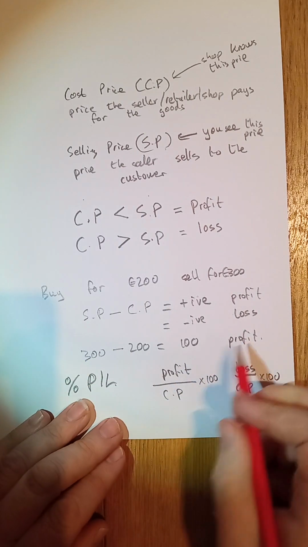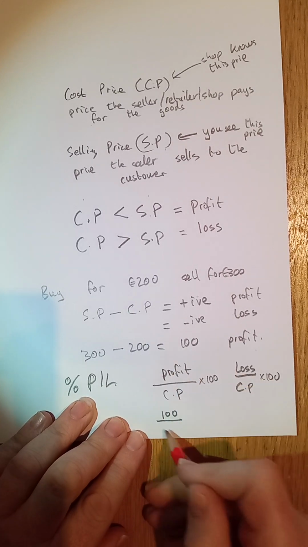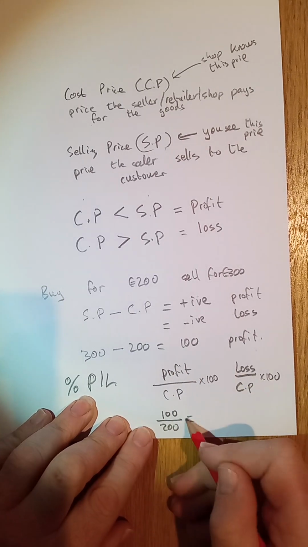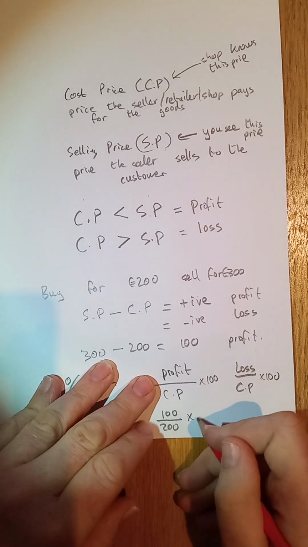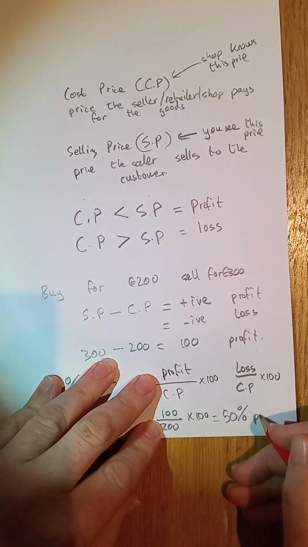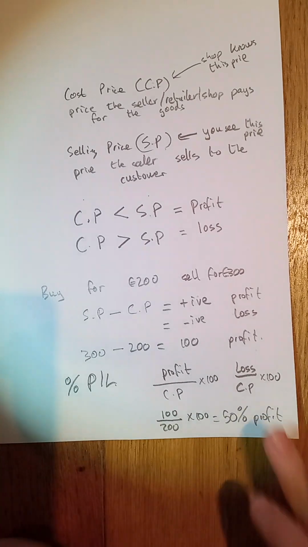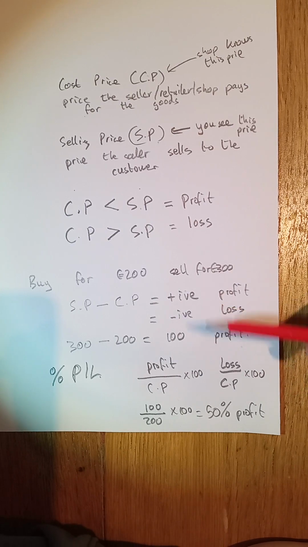So in this case, I made a profit of 100. So that's 100 divided by my cost price, which was 200. So multiply it by 100%, and I got a 50% profit, which is quite good. It's quite healthy. Okay, so that's the basis of profit and loss.